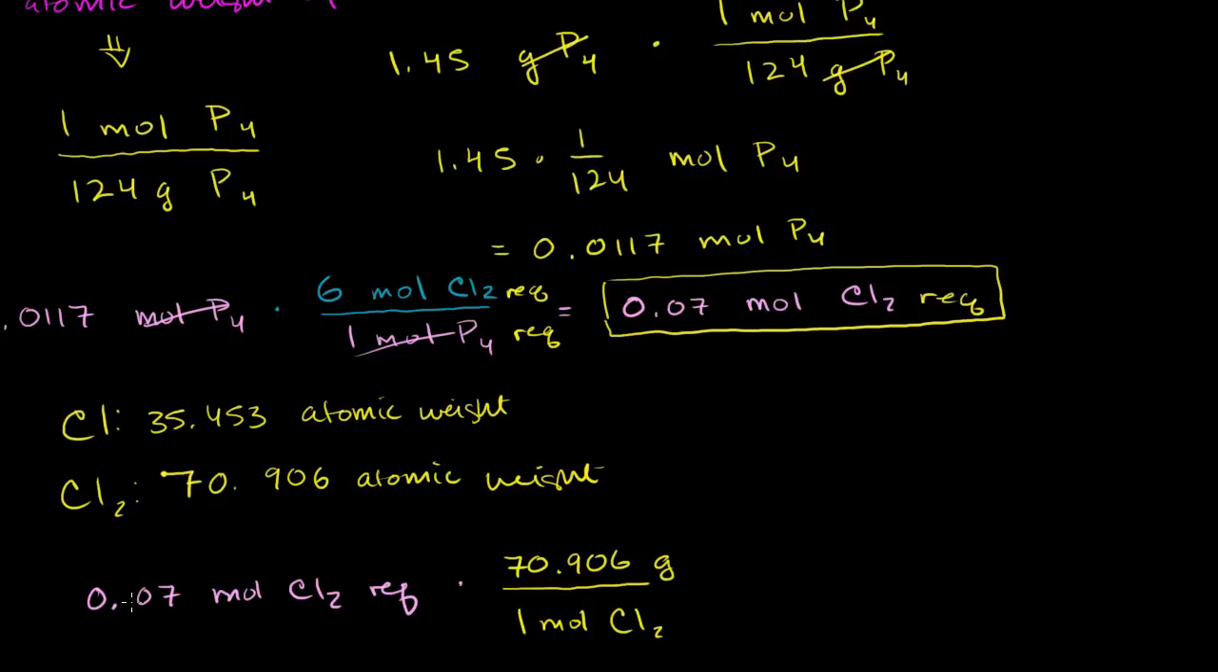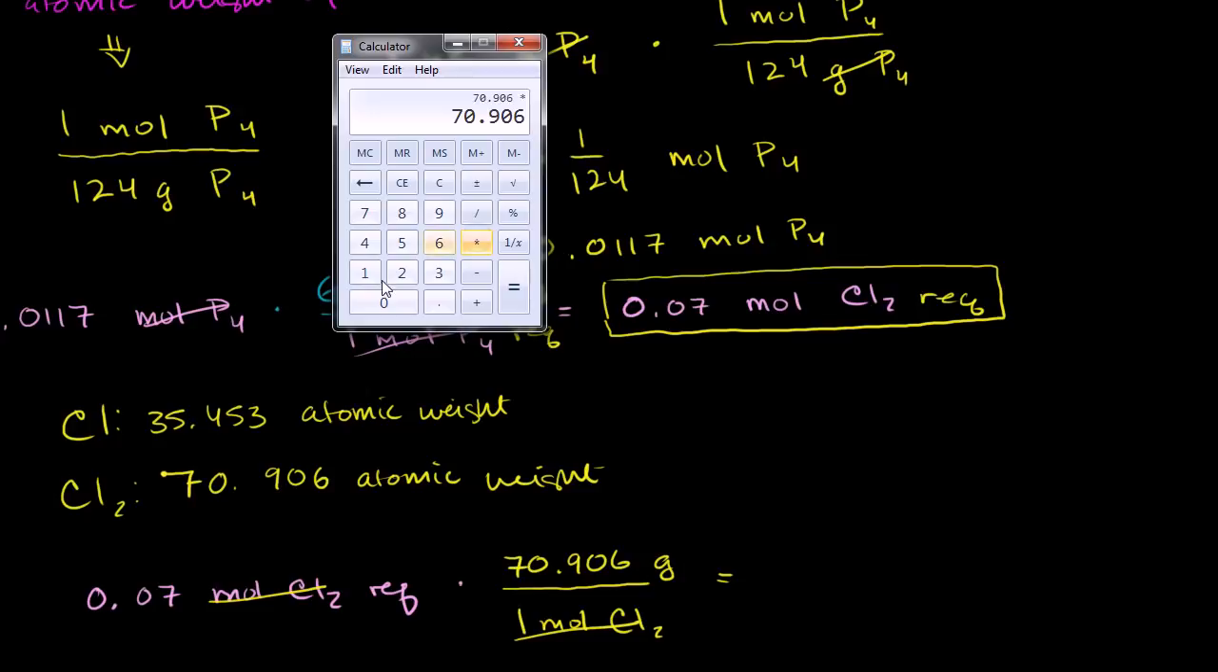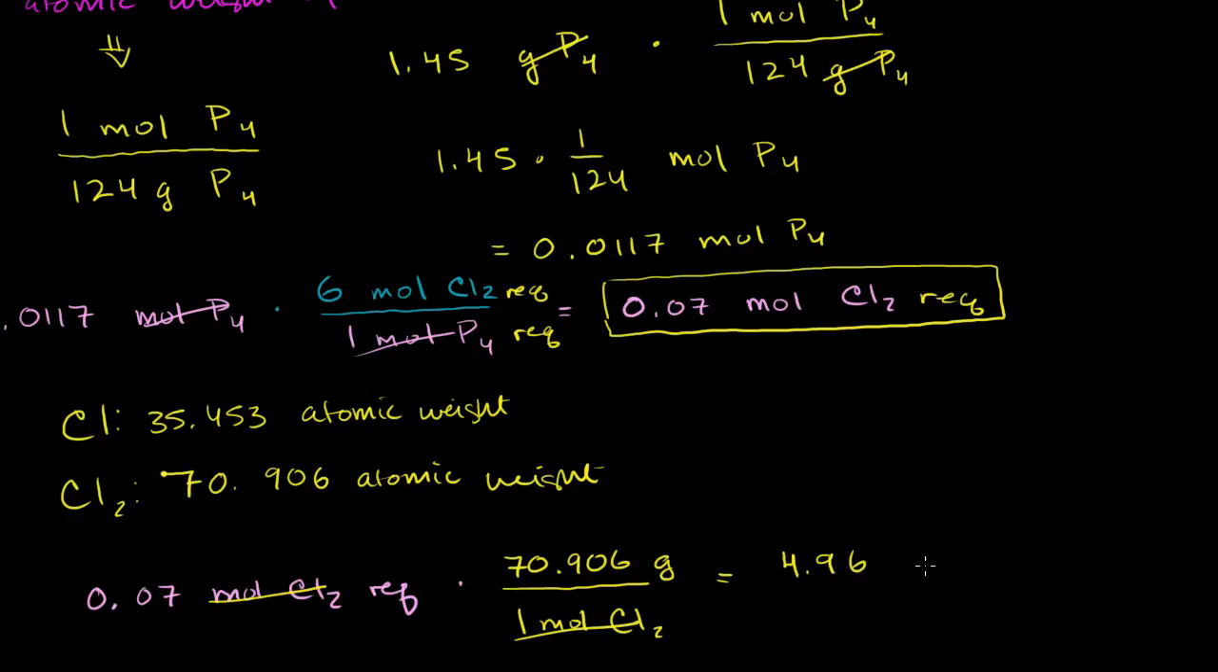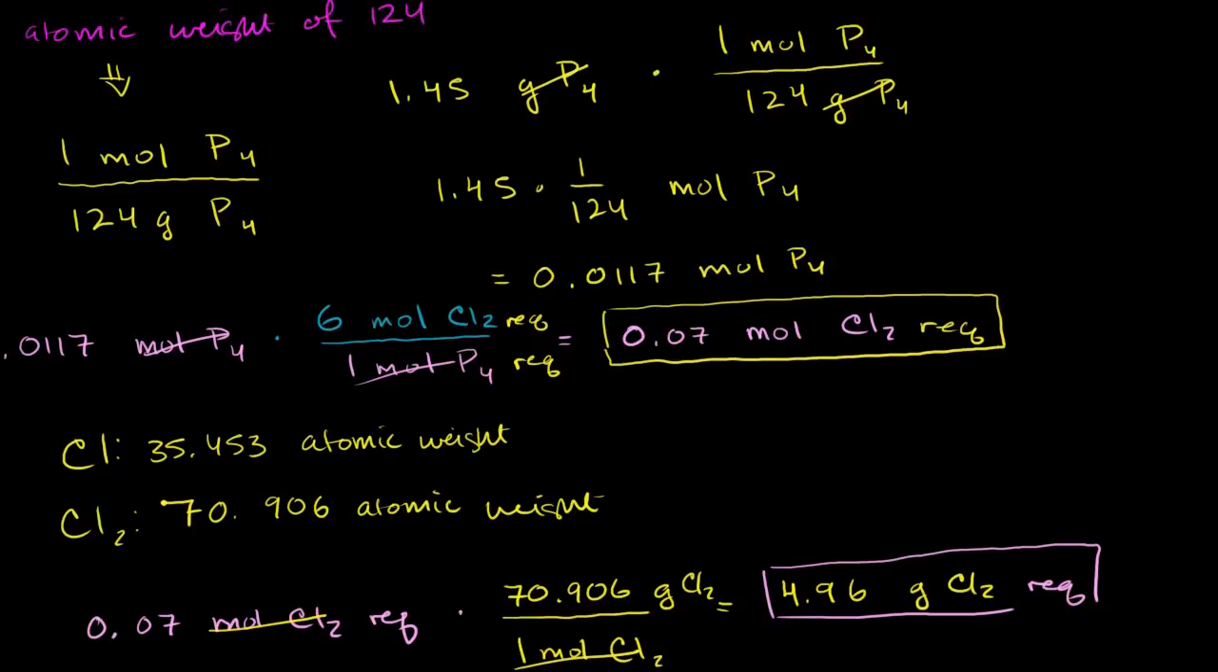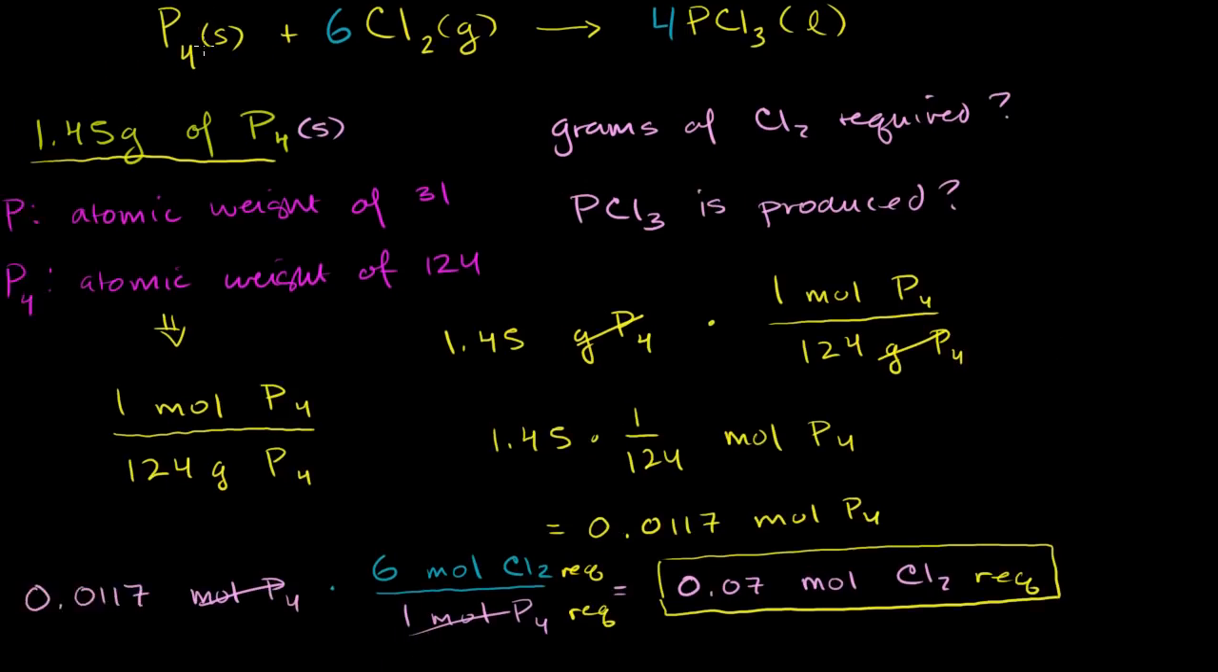We have 0.07 moles. So we'll multiply 0.07 times 70.906 to figure out how many grams we have. And the units cancel out. We have moles of chlorine gas, moles of chlorine gas, and we're just going to have grams required. So 70.906 times 0.07 is equal to 4.96 grams of chlorine gas required. Even the required worked out with the dimensional analysis. And we've answered the first part of the problem. If we have 1.45 grams of phosphorus as one of the reactants, then we're going to need 4.96 grams of chlorine.